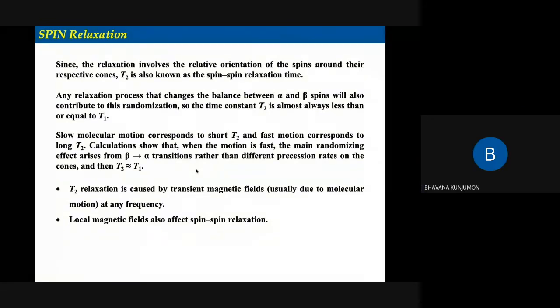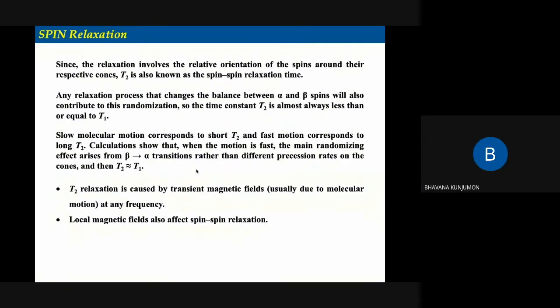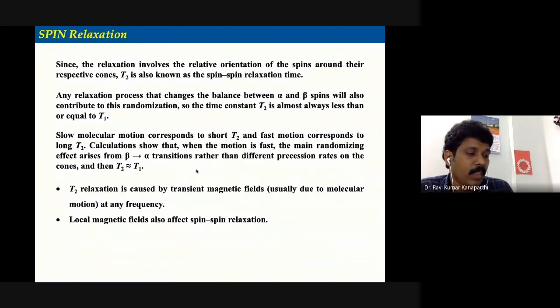Sir, why is there no population difference after spin relaxation? Why is there no population difference between alpha and beta? No, this is not actually a population. See, the population, what should I say? Randomization is just a small phenomenon.